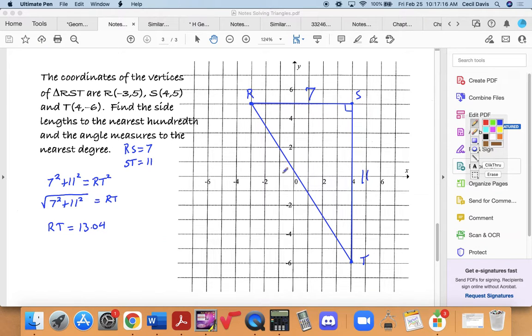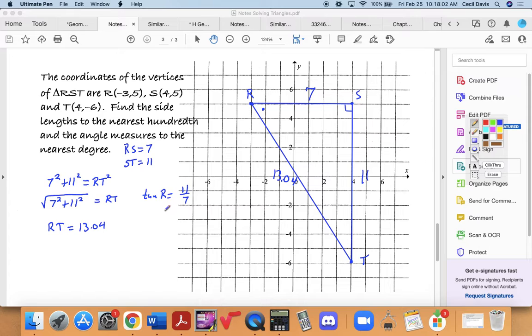So I've got the sides now. Now let's find the angles. So from R, again, I don't want to use the 13.04 because what if it's wrong? And it's a rounded value. It's a bad idea to use it to find something else. So let's use the 7 and the 11. Relative to the R, what side is 7? Adjacent, and 11 is? Opposite. Opposite, so that means tangent. So the tangent of R is 11 over 7.